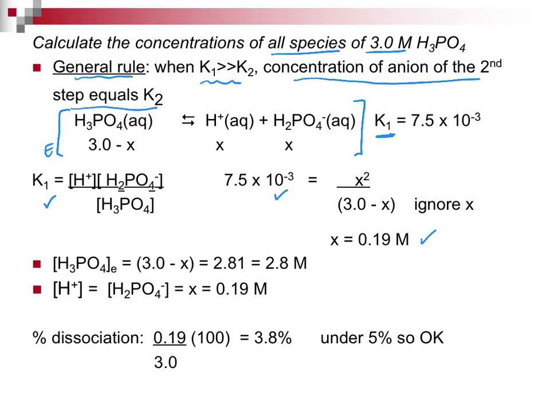So if I look at what my concentrations are, what is my remaining concentration of phosphoric acid? Initially, it was 3. I subtract the amount that I just calculated. It tells me the amount left is 2.8 molar. What are my concentrations of H plus and the anion H2PO4 minus? They are 0.19 molar. What is my percent dissociation? Only 3.8%. So when I did my calculation, it was okay to ignore X. That's the first dissociation, the one with the K1.